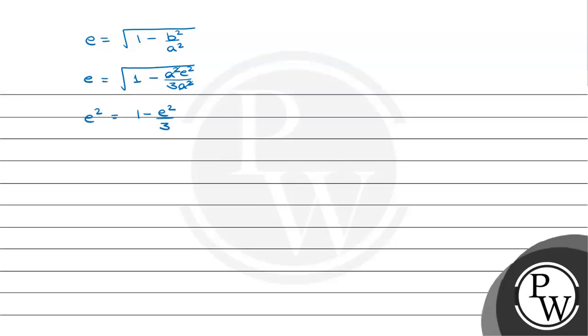Simplifying it further, we'll take it on the right hand side. We'll get e square plus e square upon 3 equals 1. We'll get 4e square upon 3 equals 1. e square will be 3 upon 4, and the value of e will be the square root of 3 upon 4, which is e equals root 3 upon 2. So we got the value of eccentricity of the given ellipse as root 3 by 2.